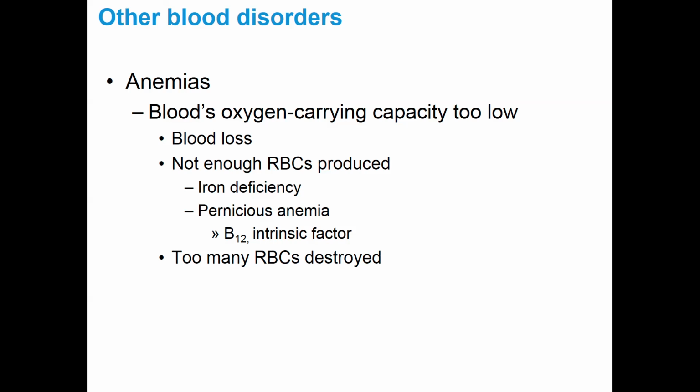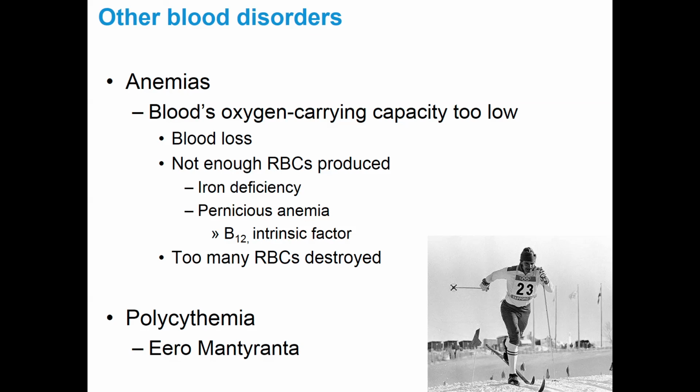Another one on there is too many red blood cells destroyed. So you can get that with autoimmune diseases, but for the most part, it's essentially autoimmune or genetic diseases. That's usually where you see that there are too many red blood cells destroyed. But more fun to talk about from a sports standpoint is polycythemia. So polycythemia is an abnormal excess, too many red blood cells. And so what that does is it increases your blood viscosity, increases the thickness of blood, but it also increases the blood's oxygen carrying capacity.